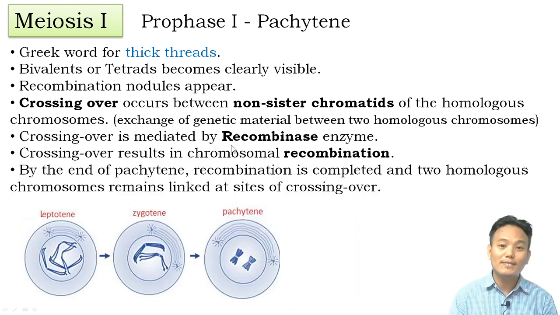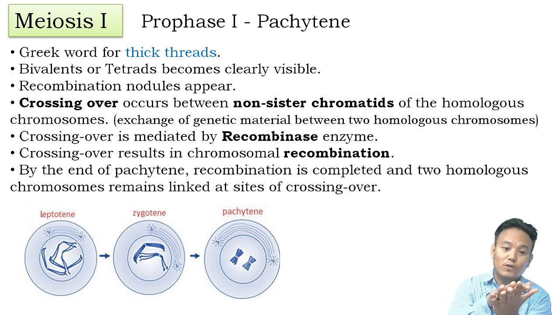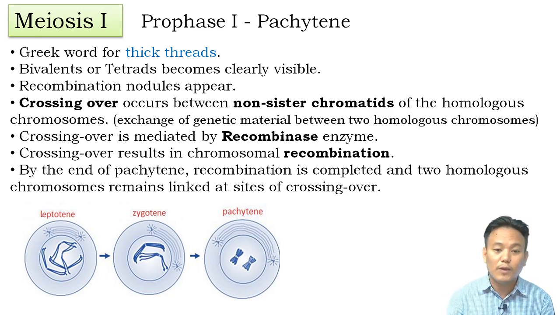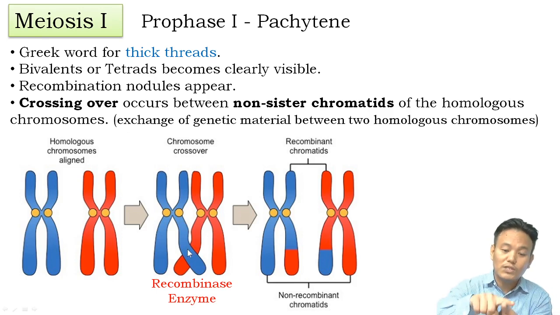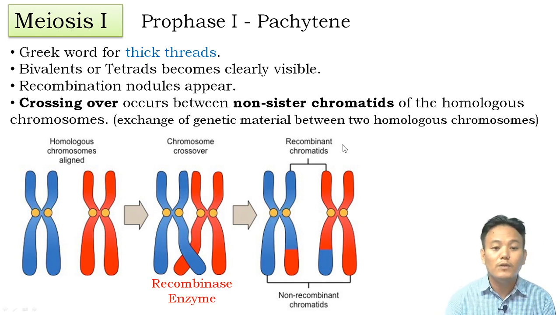Okay. The next point: crossing over results in chromosomal recombination, and by the end of pachytene, recombination is completed. The homologous chromosomes are held together by the synaptonemal complex, and they are linked at the site of crossover, where crossing over and recombination occurred.